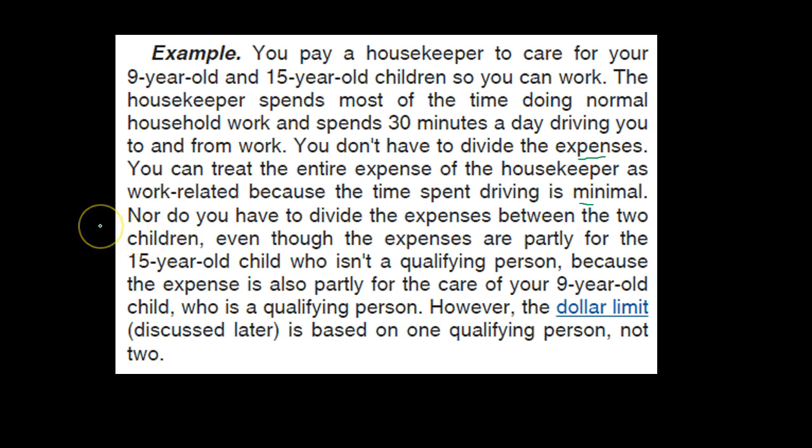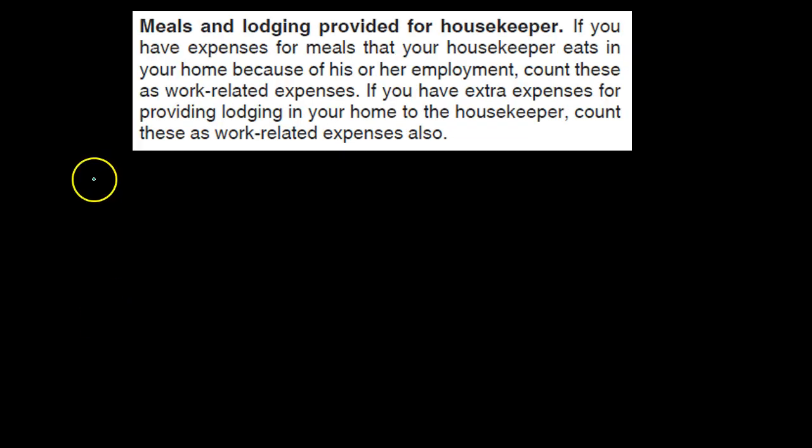Nor do you have to divide the expense between the two children, even though the expenses are partially for a 15-year-old child who isn't a qualified person. So note we have this situation where we have two kids. One is not qualified, the other is. They're saying you don't have to break it out for the 15-year-old, because the expense is also partially for the care of the 9-year-old child who is a qualifying child. However, the dollar limit discussed later is based on one qualifying person, not two.